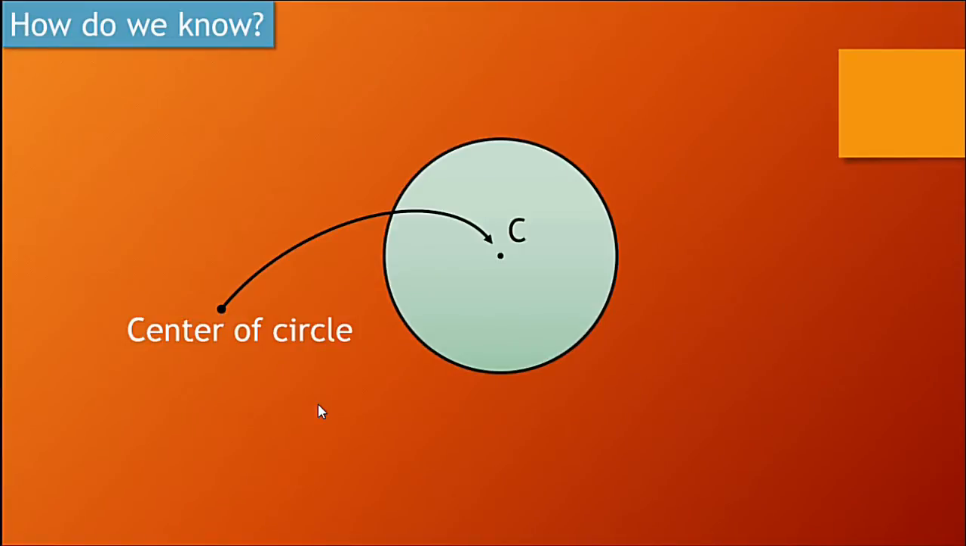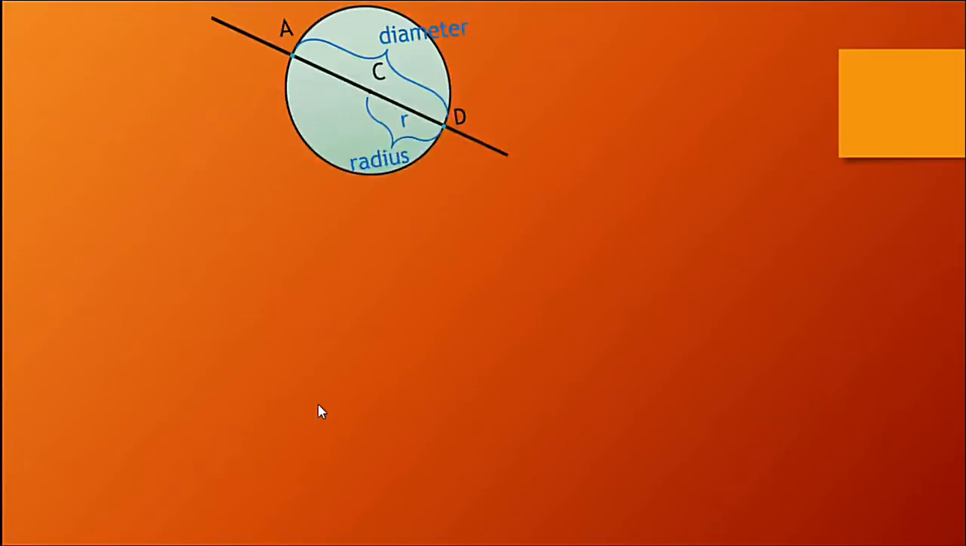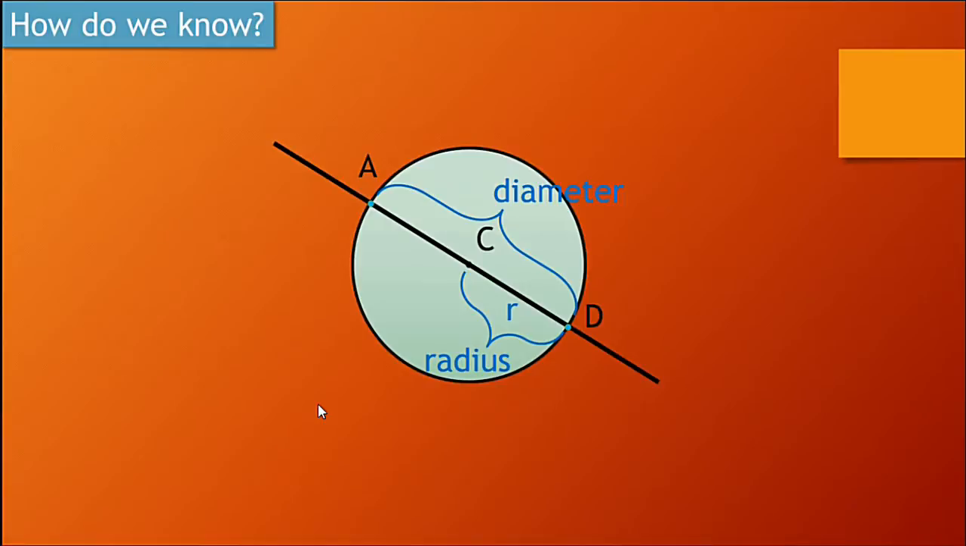How can we know this? Let's start with a circle and mark the center with a black dot, labeling it point C. Let's draw a line across the circle such that it goes through the point C in the middle. This line will intersect the circle at the 2 points labeled A and D. The chord AD is the diameter of the circle. The distance from the center of the circle to any point on the circumference is the radius, which is labeled R.